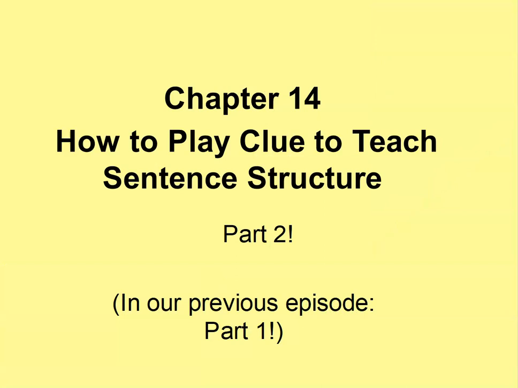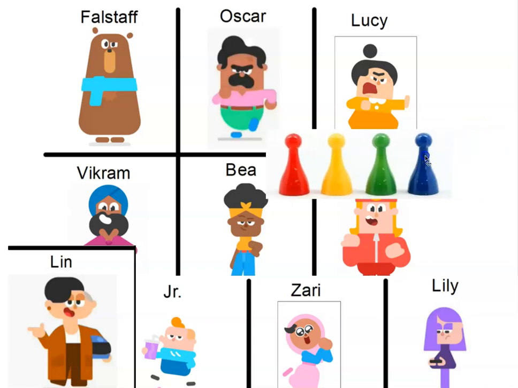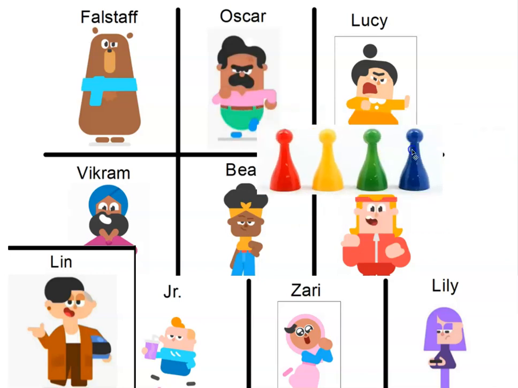I'm still talking about how to play Clue to teach sentence structure, and I had to stop because I'm so long-winded, and I'm trying to keep my episodes to under 10 minutes. So this is part 2, and this will probably go 4 parts, just to warn you. At this point, each player is going to choose a Project World character to play with as they play Clue. All the characters are represented by playing pieces.